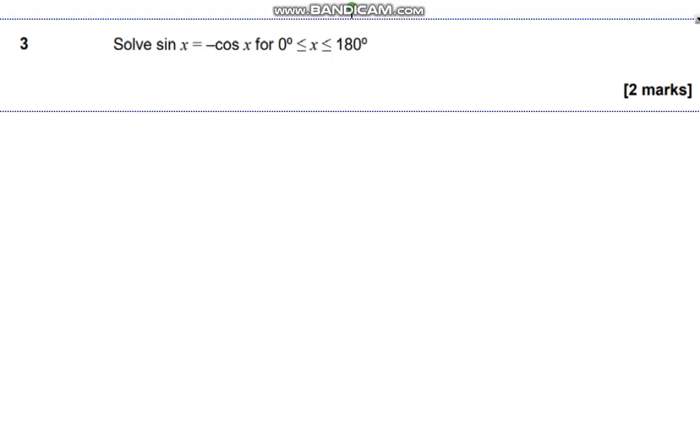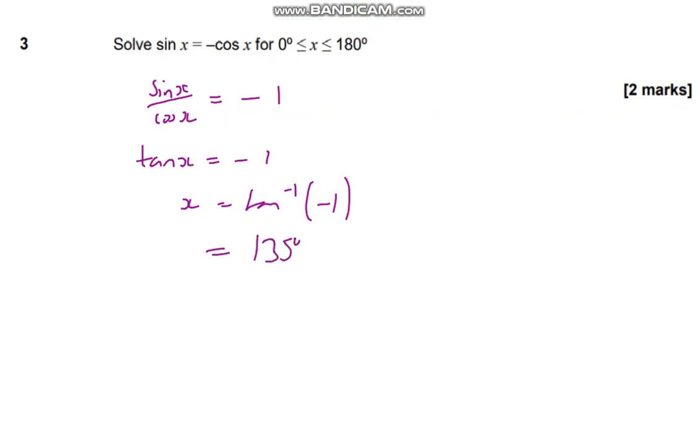For question 3, solve sine x equals minus cos x. So for this one we just need to divide by cos x, and so we're going to get sin x over cos x is equal to minus 1. Now sin over cos, as we saw in the opening slide, is tan, so we just get x is going to be tan to the minus 1 of minus 1, and that gives us 135 degrees. Now you don't need to worry about other solutions because as we know the period of tan is 180 degrees, so we can only have one answer in between 0 and 180 unless either of them were 0 to 180 and 135 is not. So that's all well and good.